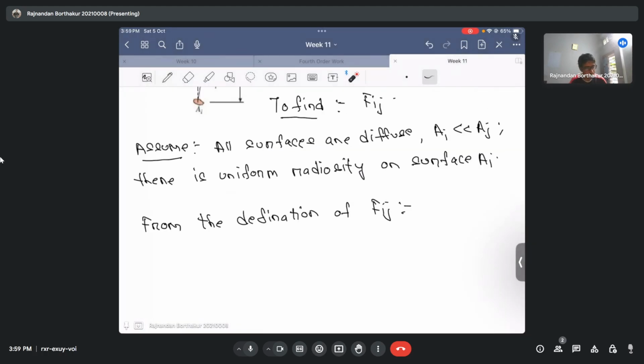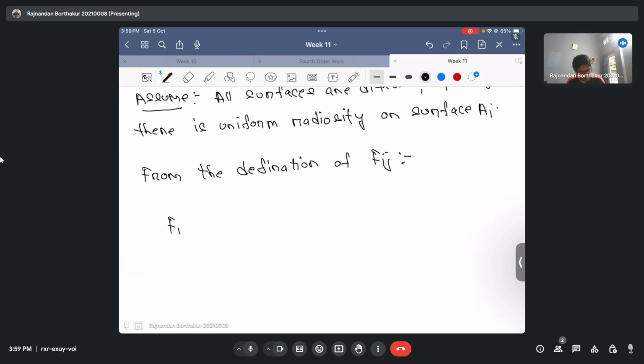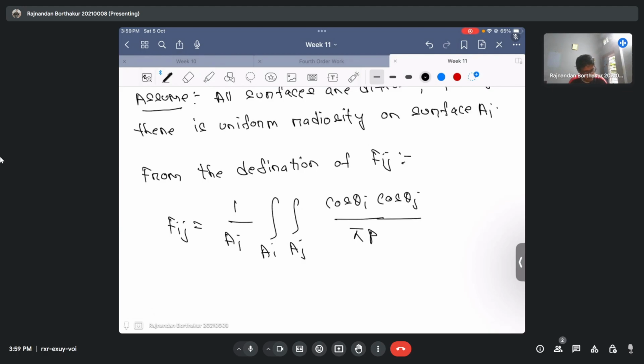So from the definition of Fij, I can write that my Fij, using equation 1, as we just now saw, can be written as 1 upon AI, integral over AI, integral over AJ, times cos theta I cos theta j divided by pi times the square of the separation distance, multiplied by dAi dAj, which are just the differential areas. This is obtained from equation 1, that is the integral form of the view factor.